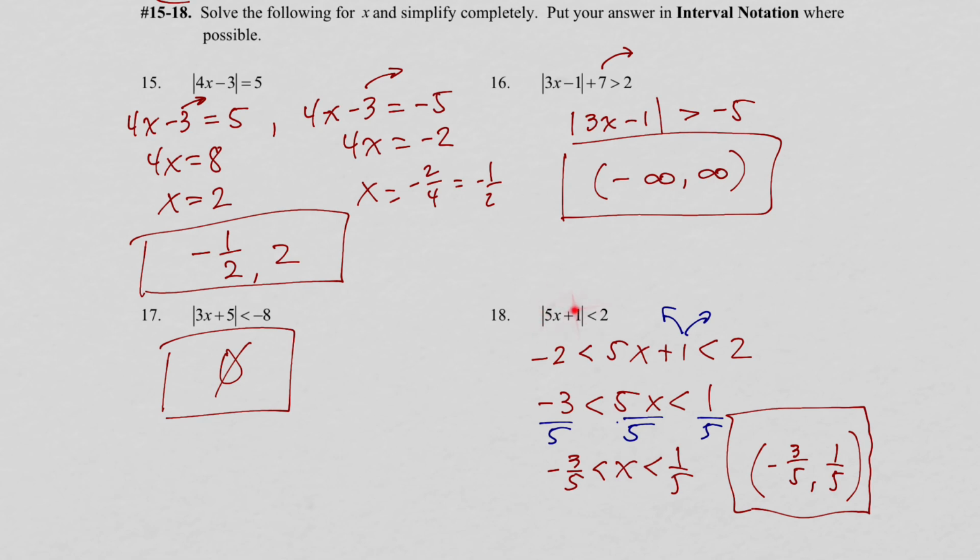Remember though, when you have an absolute value that's less than, you end up with one interval. When you have an absolute value that's greater than, you end up with 2 intervals with a union in between.